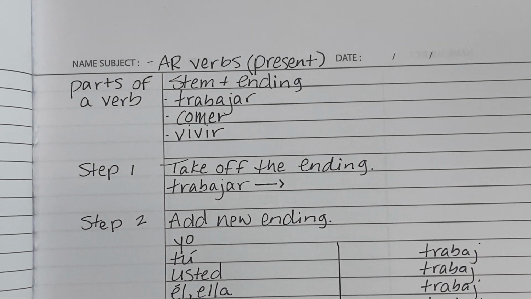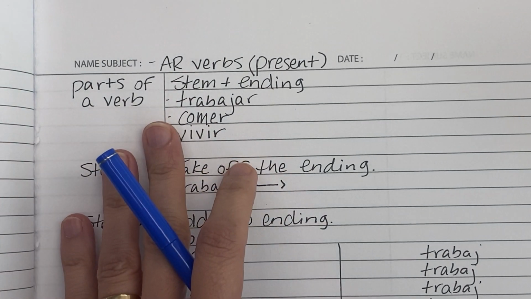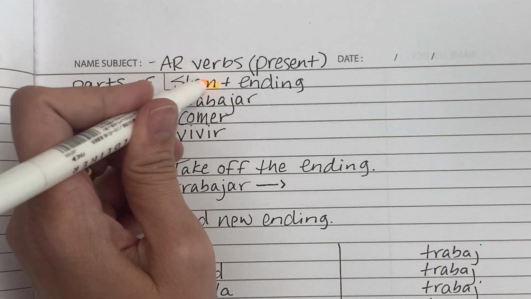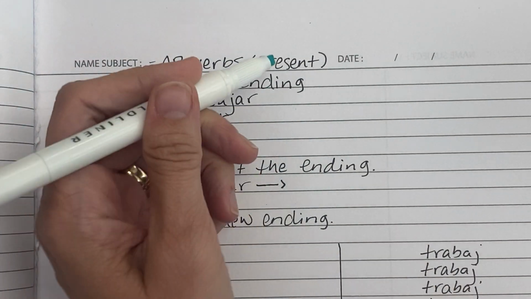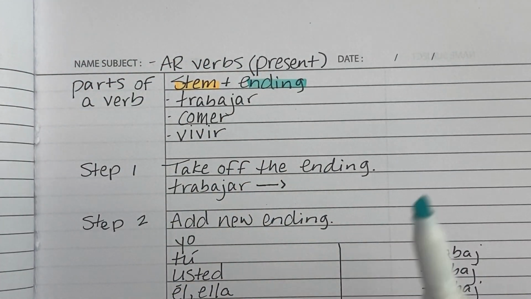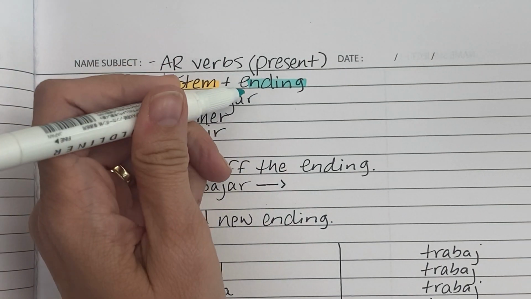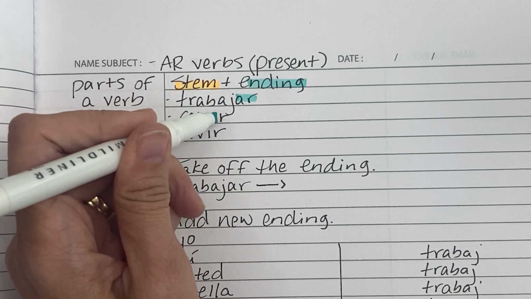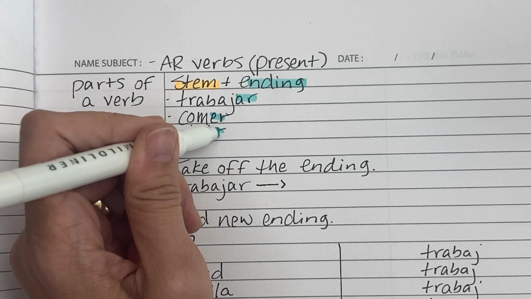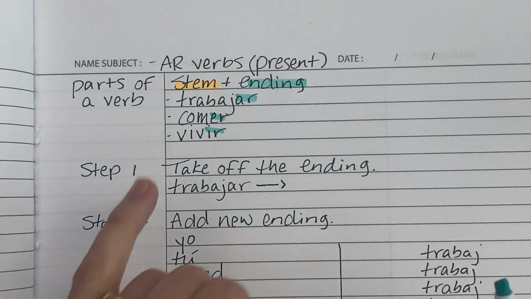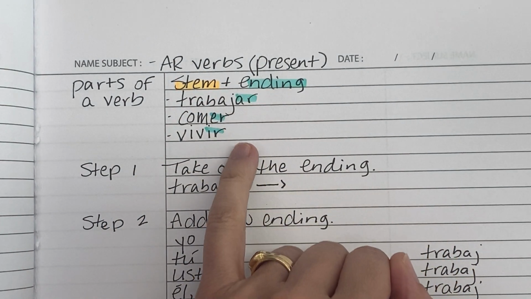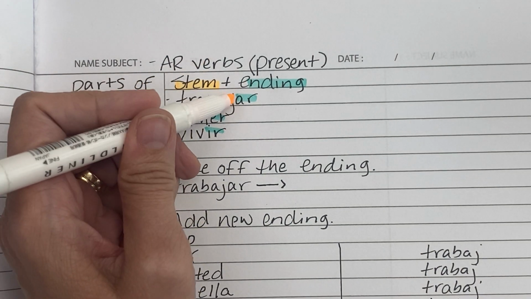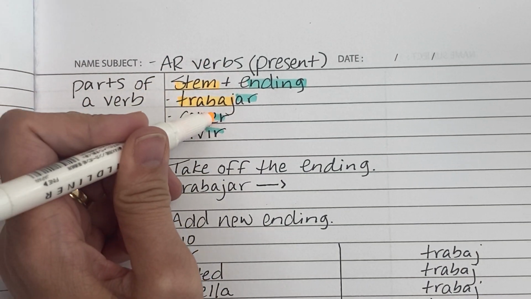So let's get started. The first thing we need to look at are the parts of a verb. In Spanish, verbs have two parts, the stem and the ending. And in Spanish, verbs always have one of three endings. The endings are going to be AR, as in trabajar, ER, like comer, or IR, like vivir. So those are the endings, either AR, ER, or IR. And then the stem is everything else.